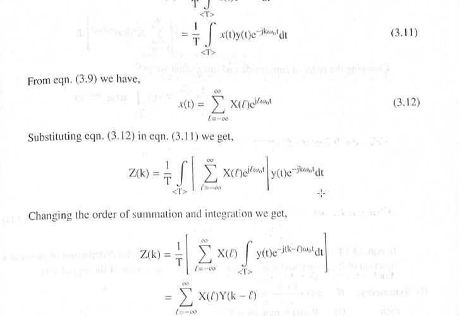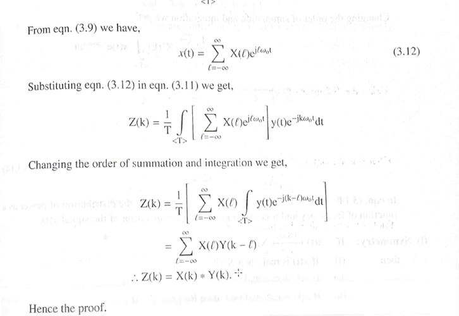Now here these two terms we can merge, and when we merge it, it is e raised to minus j k minus L omega naught t dt. And now this can be written as summation, this 1 by T we'll take it here, let's say before this integration. Then summation x of L, and this integration will give, from this y of t, e raised to minus j k minus L omega naught t.